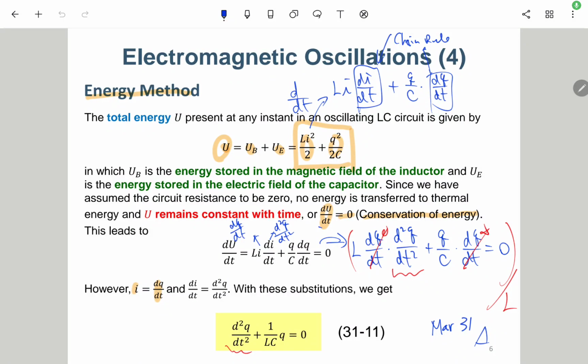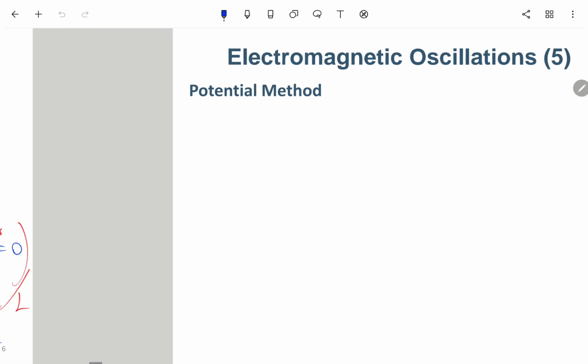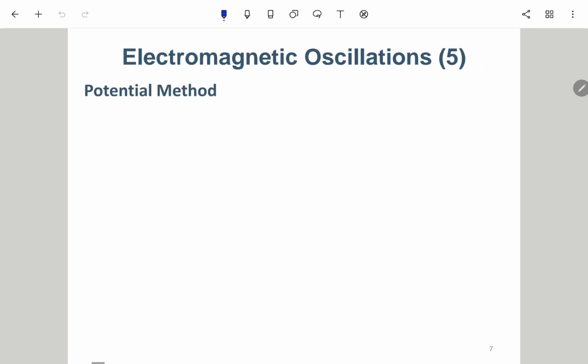We introduce the energy method to derive this second order constant coefficient ODE. Okay, so actually this time I will show you how to use the potential method to derive actually the same ODE. Okay, so here we have an inductor and a capacitor in series. So actually the circuit is as simple as this.